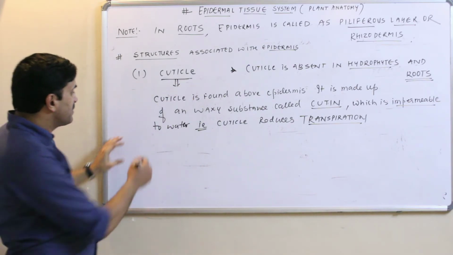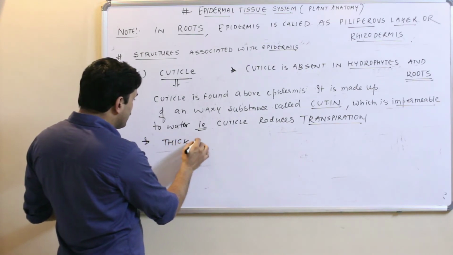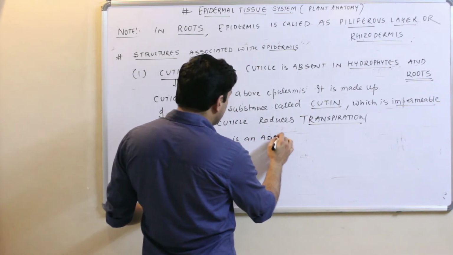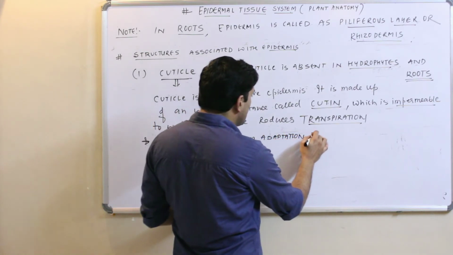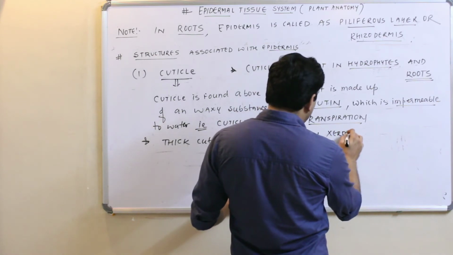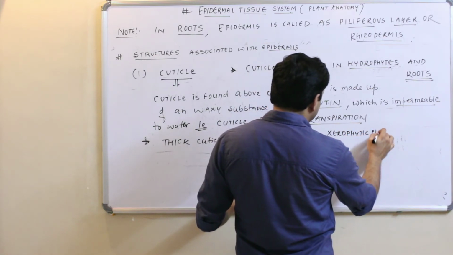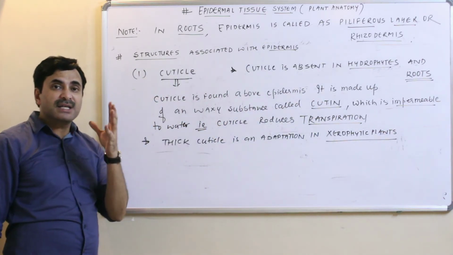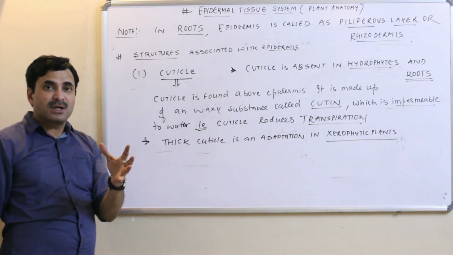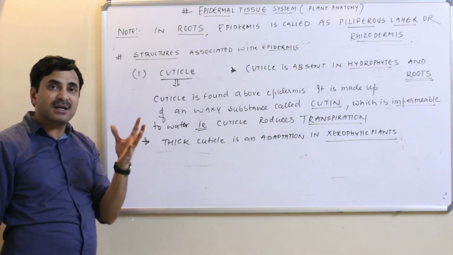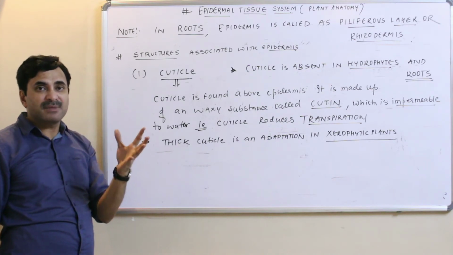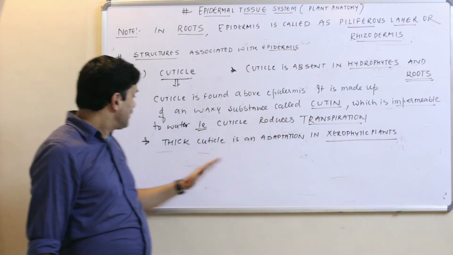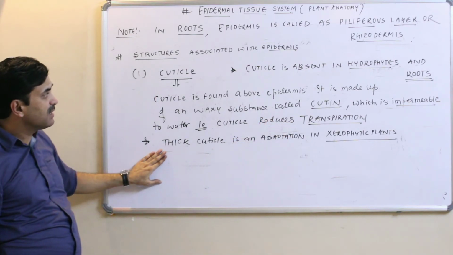Cuticle is found above the epidermis, and remember this: thick cuticle is an adaptation in xerophytic plants. Why? Because in xerophytic plants there is a scarcity of water. So if the plants have a thick cuticle over the epidermis, then there will be less loss occurring because of transpiration. So thick cuticle is an adaptation in xerophytic plants.